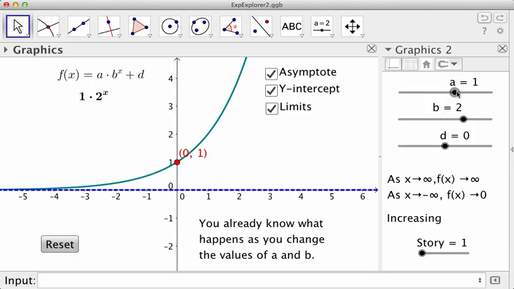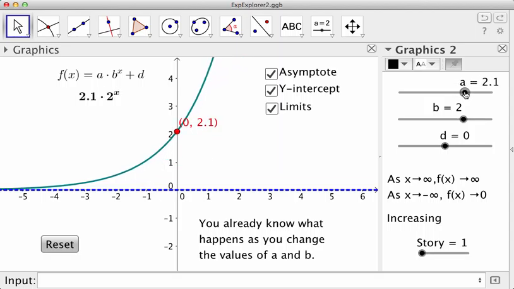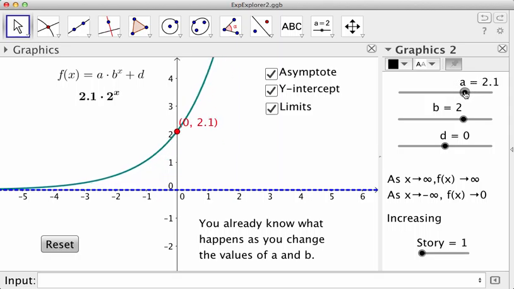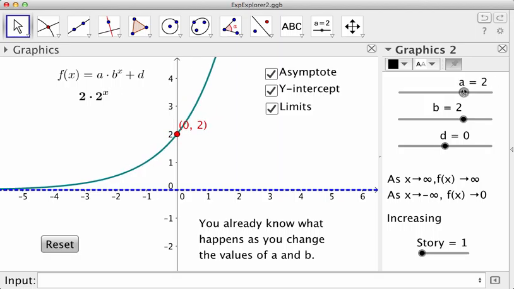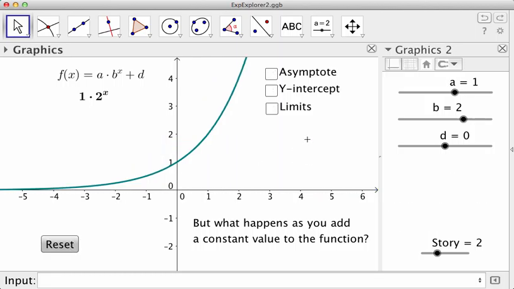Now we've seen what happens when we change the value of a. We certainly see that the y-intercept is going to change. We see that the asymptote, however, does not change. And we see that when we change a, the limits also do not change. But what happens now when you add a constant value to the function?